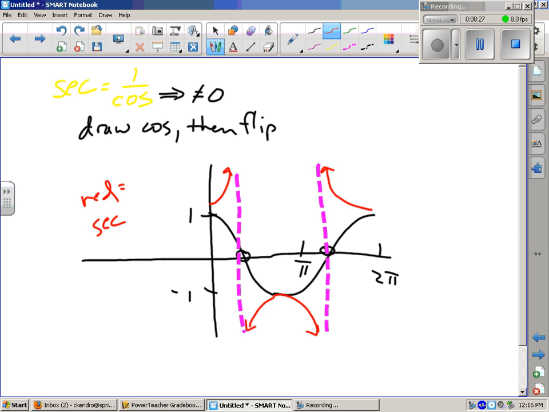So you use the cosine graph, you draw everything according to that, all the changes and everything, and then the last step you do is you put the asymptotes in and then you flip the graph over.